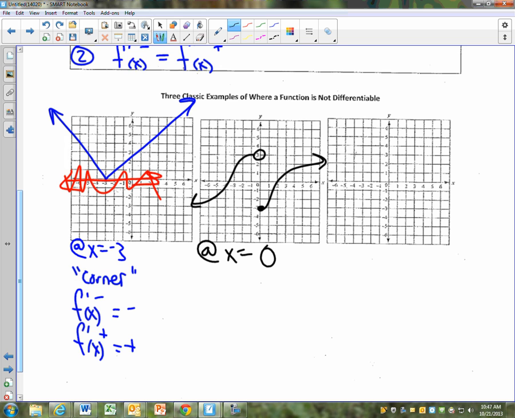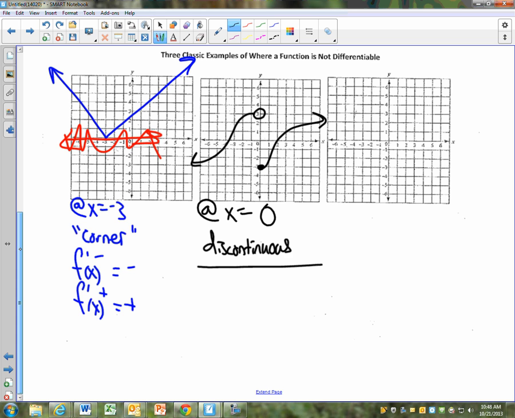This is discontinuous at x equals 0. Who knows why? Discontinuous. Remember, if we have to pick up our pencil to draw it, it's not continuous. Now, if you looked at the left and the right, you might say, well, from the left it looks like 0, from the right it looks like 0. That doesn't matter. It's not continuous. And the last one's a tricky one. This is the one that messes people up on the test.